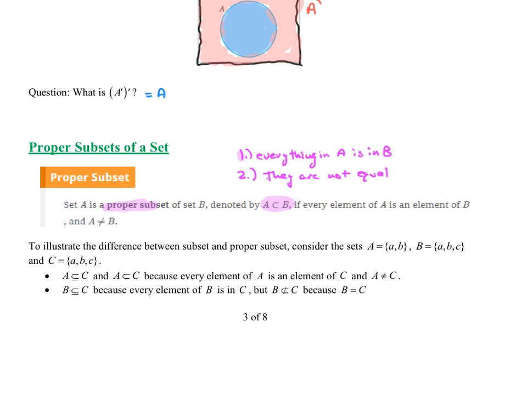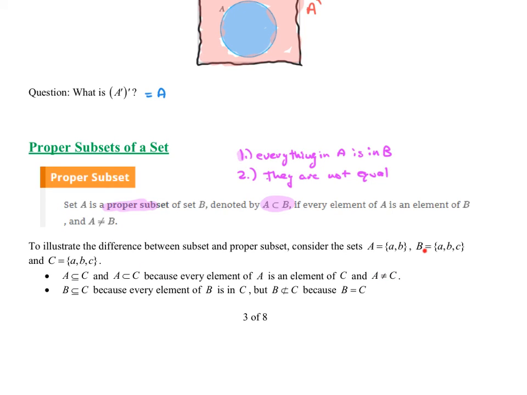It says to illustrate the difference between a subset and a proper subset, consider the set A, which is the letters A and B, set capital B, which is the letters A, B, and C, the set capital C, which is the set A, B, and C. It says A is a subset of C. Well, that's true because everything in A is in C. And it says A is a proper subset of C, and that's true because everything in A is in C, and they're not equal. Okay? So you have to say everything in A is in C, and they're not equal. So that makes it a proper subset.